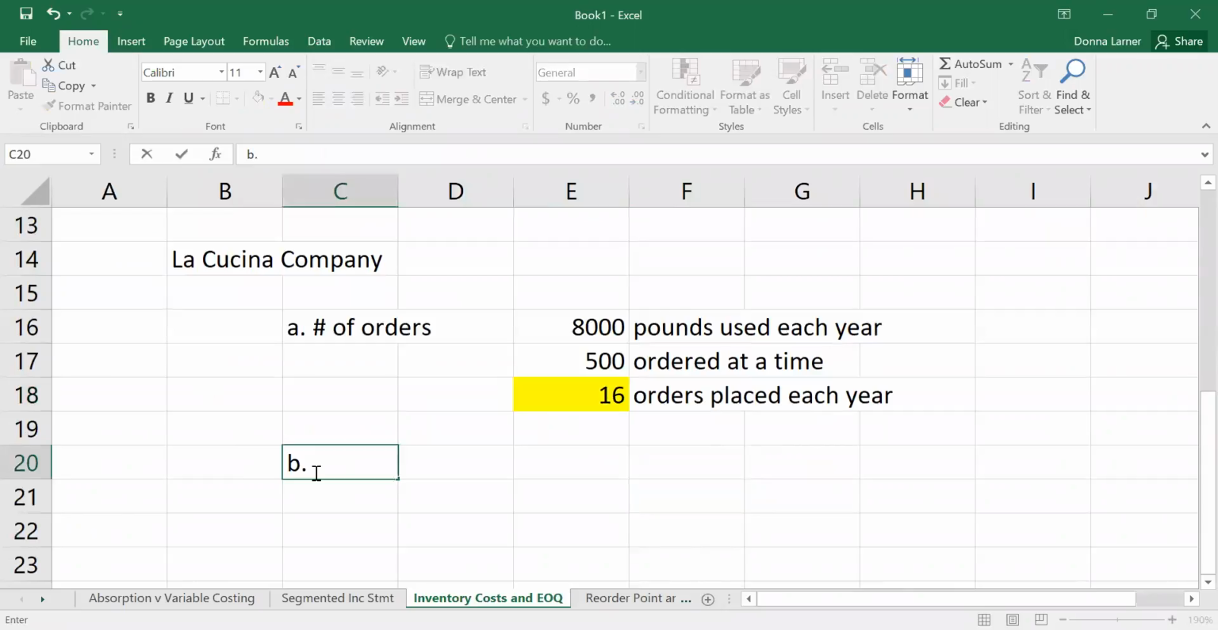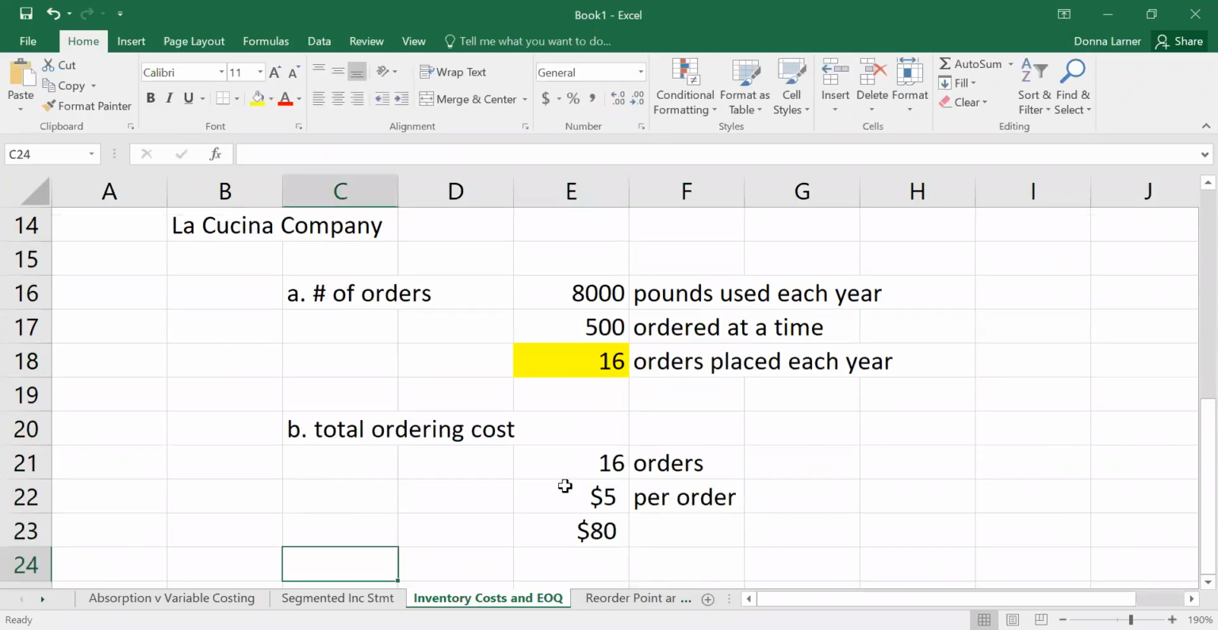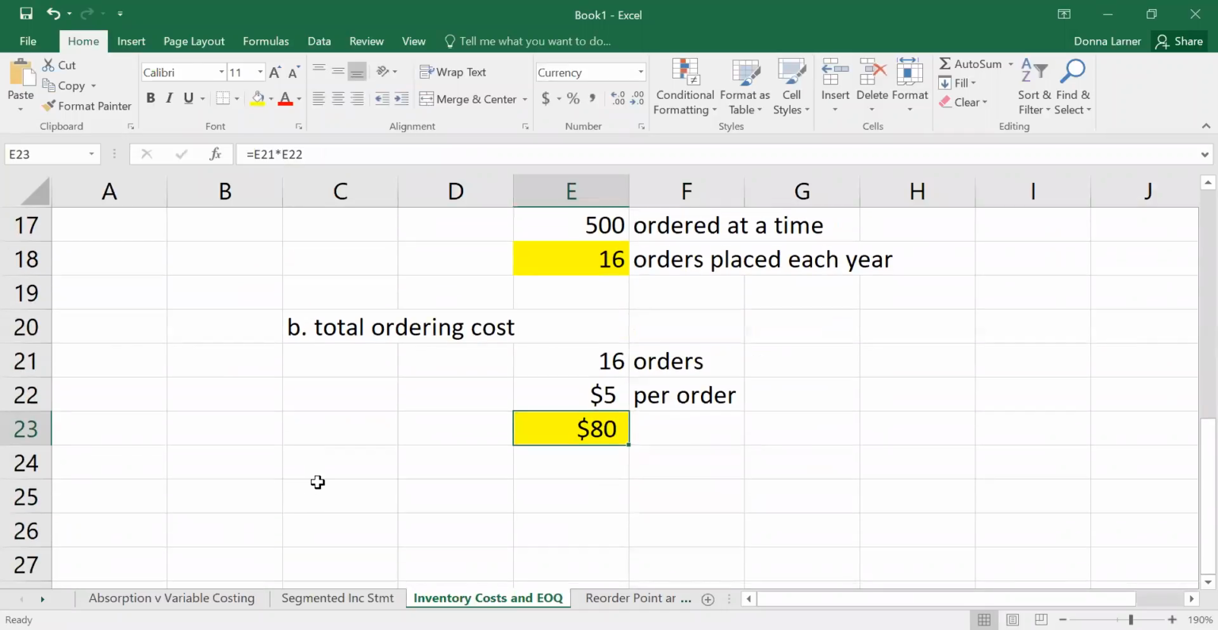And then B says, what is the total ordering cost? 16 orders, $5 per order to place the order and process the order. We spend about $80 per year in ordering costs.